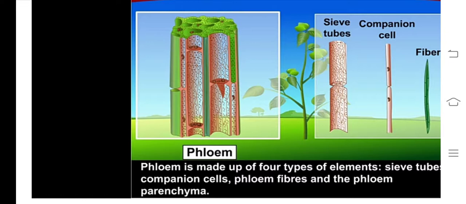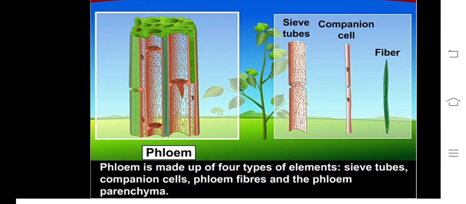What about phloem? Phloem is the food conducting tissue, children. What are the elements, or parts, of the phloem? Phloem is made up of four different types of elements. What are those, madam? Sieve tubes, companion cells, fibers, and phloem parenchyma. Observe carefully, children.